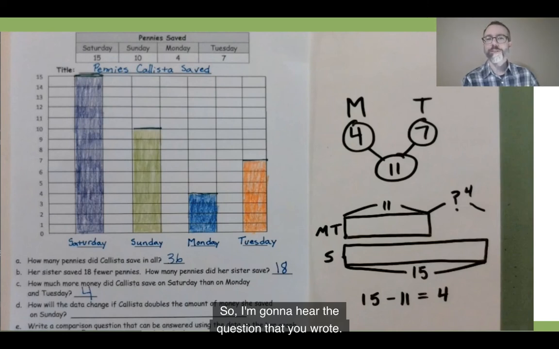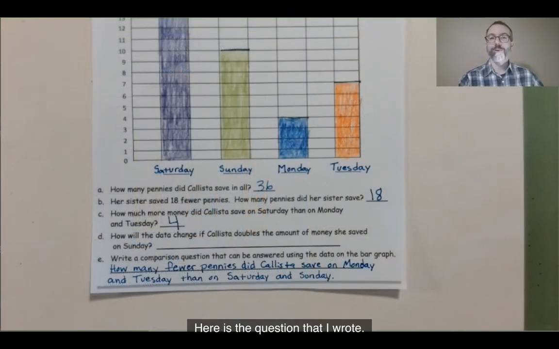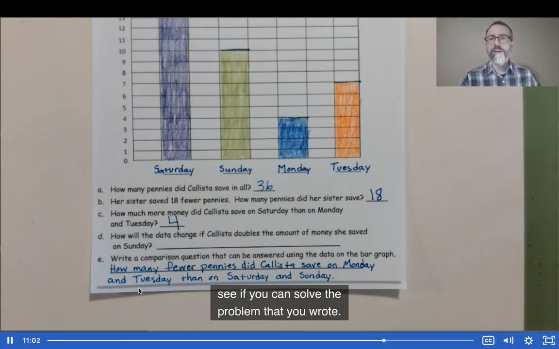So I want to hear the question that you wrote. Read it to me. That's a great question. Here is the question that I wrote. How many fewer pennies did Callista save on Monday and Tuesday than she did on Saturday and Sunday? So when this lesson is over, see if you can solve the problem that you wrote.